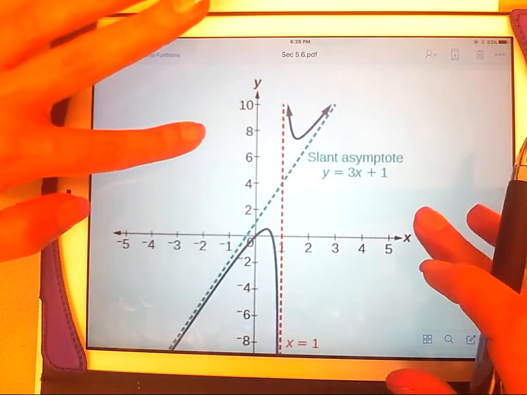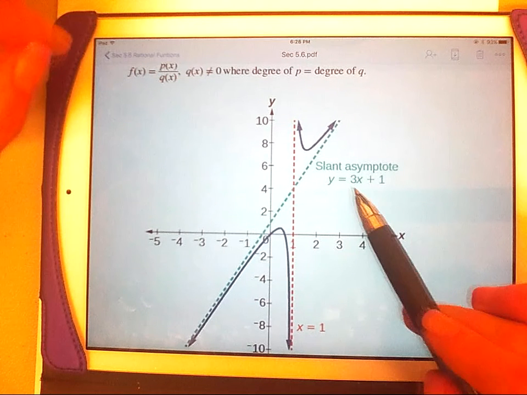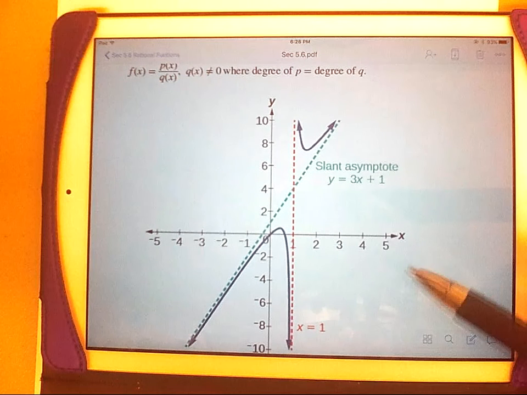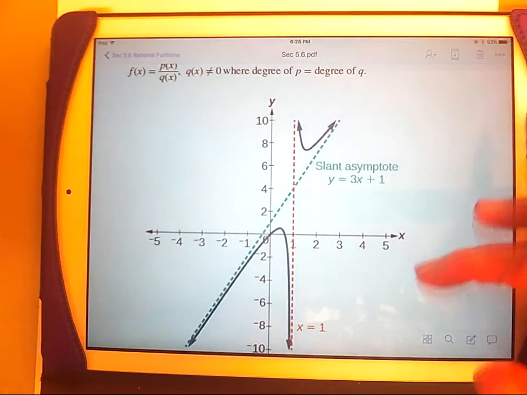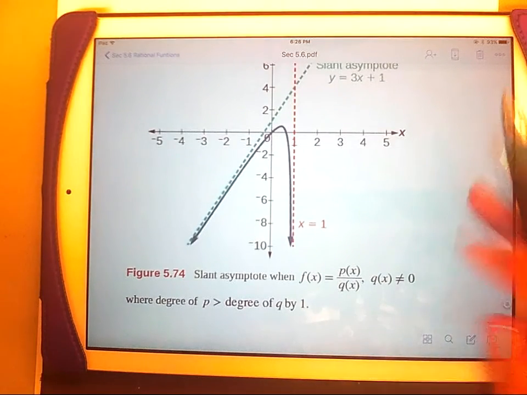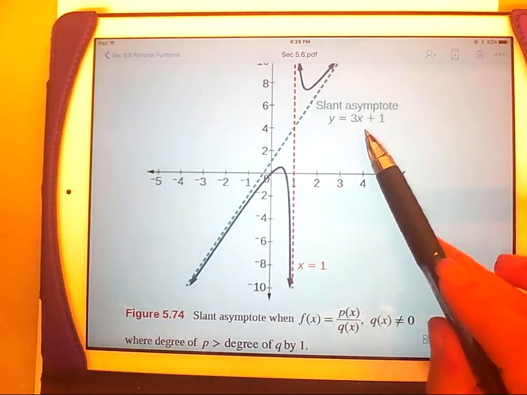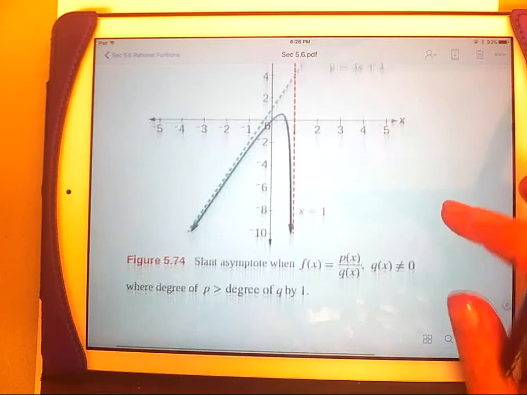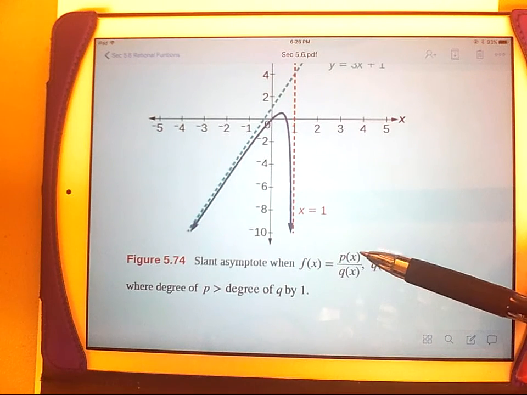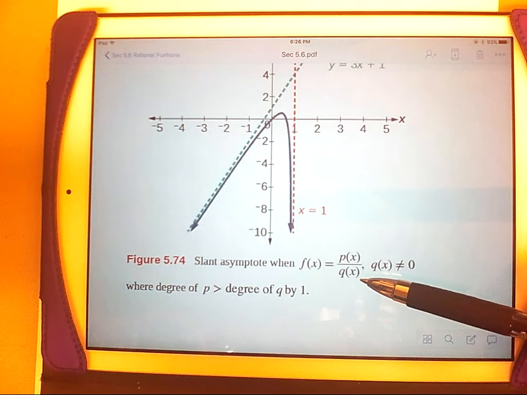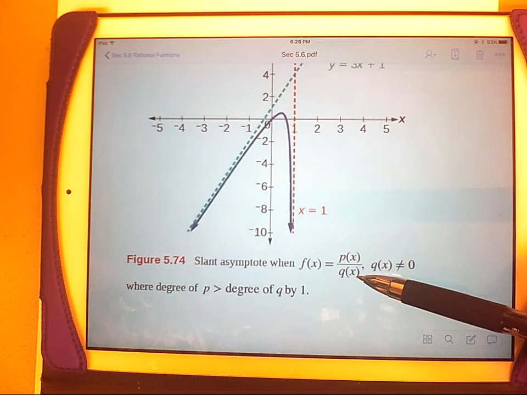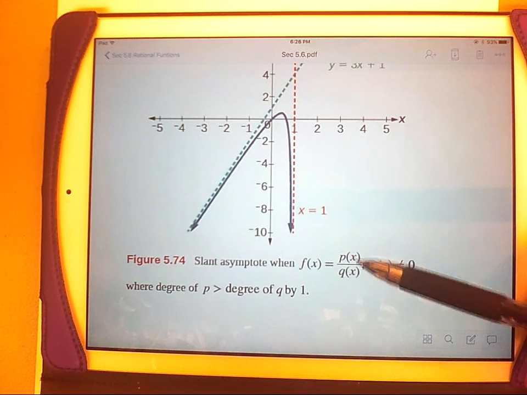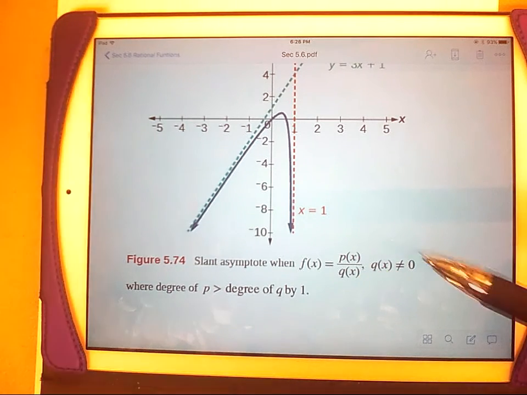But here's a third case. We could actually get what's called a slant asymptote, and it has an equation of a line. Now that's going to happen, that you'll get a slant asymptote that is a linear line, if the degree of the numerator is greater than the degree of the denominator, but only by 1. So if this was x cubed over x squared, or x over a constant, something like this. Okay, so those slant asymptotes will occur.